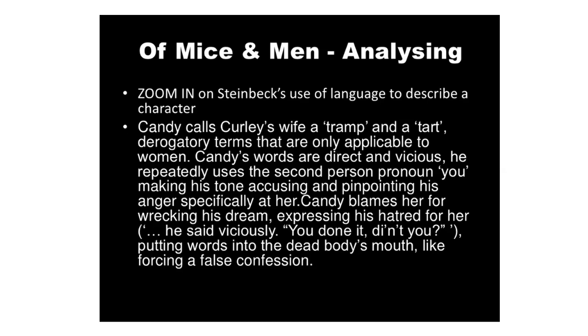So, here we go. Candy calls Curly's wife a tramp and a tart. You'll see here that I've used single words. I'm not looking at big quotations now. I've zoomed in on single words. Derogatory terms that are only applicable to women. Candy's words are direct and vicious. He repeatedly uses the second person pronoun you, making his tone accusing and pinpointing his anger specifically at her. Candy blames her for wrecking his dream, expressing his hatred for her. He said viciously, "You done it, didn't you?" Putting the words into the dead body's mouth like forcing a false confession.